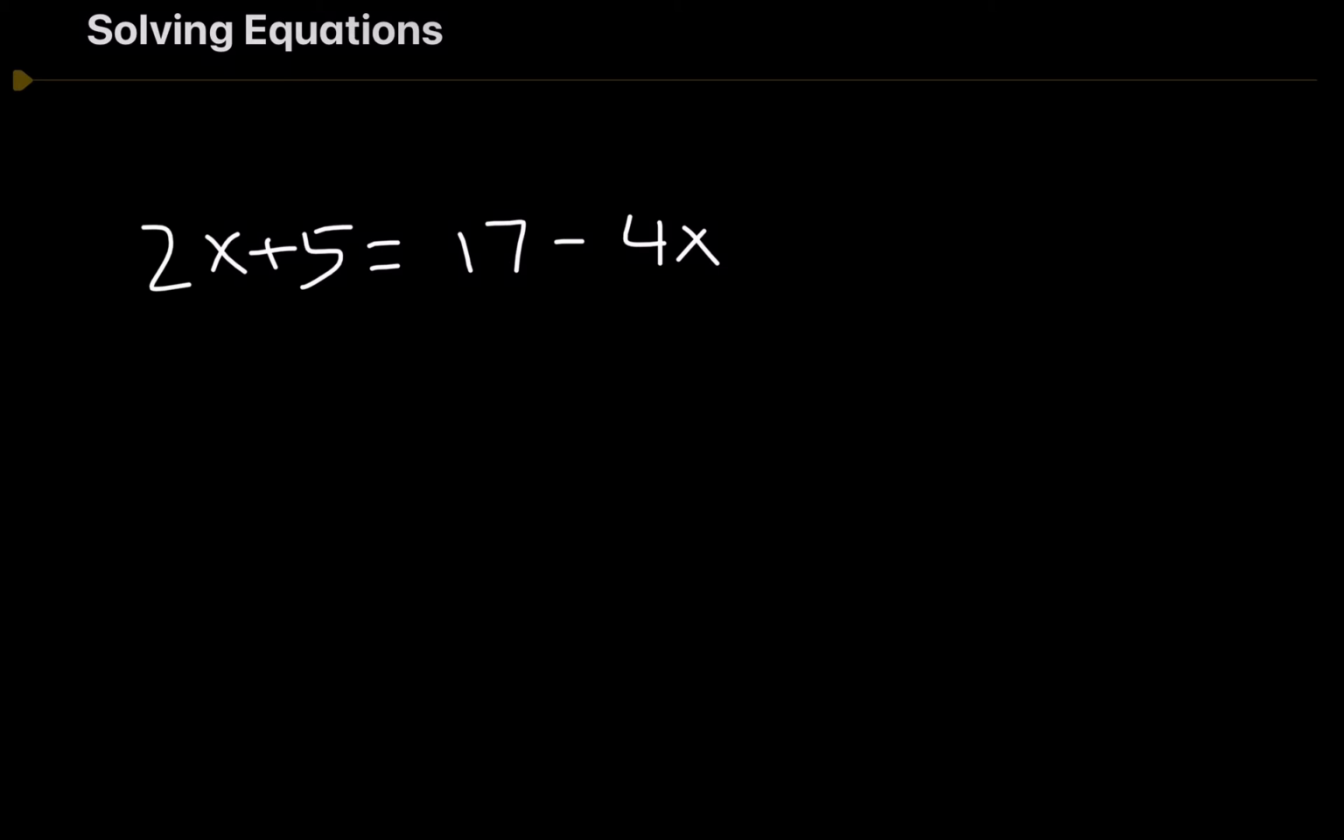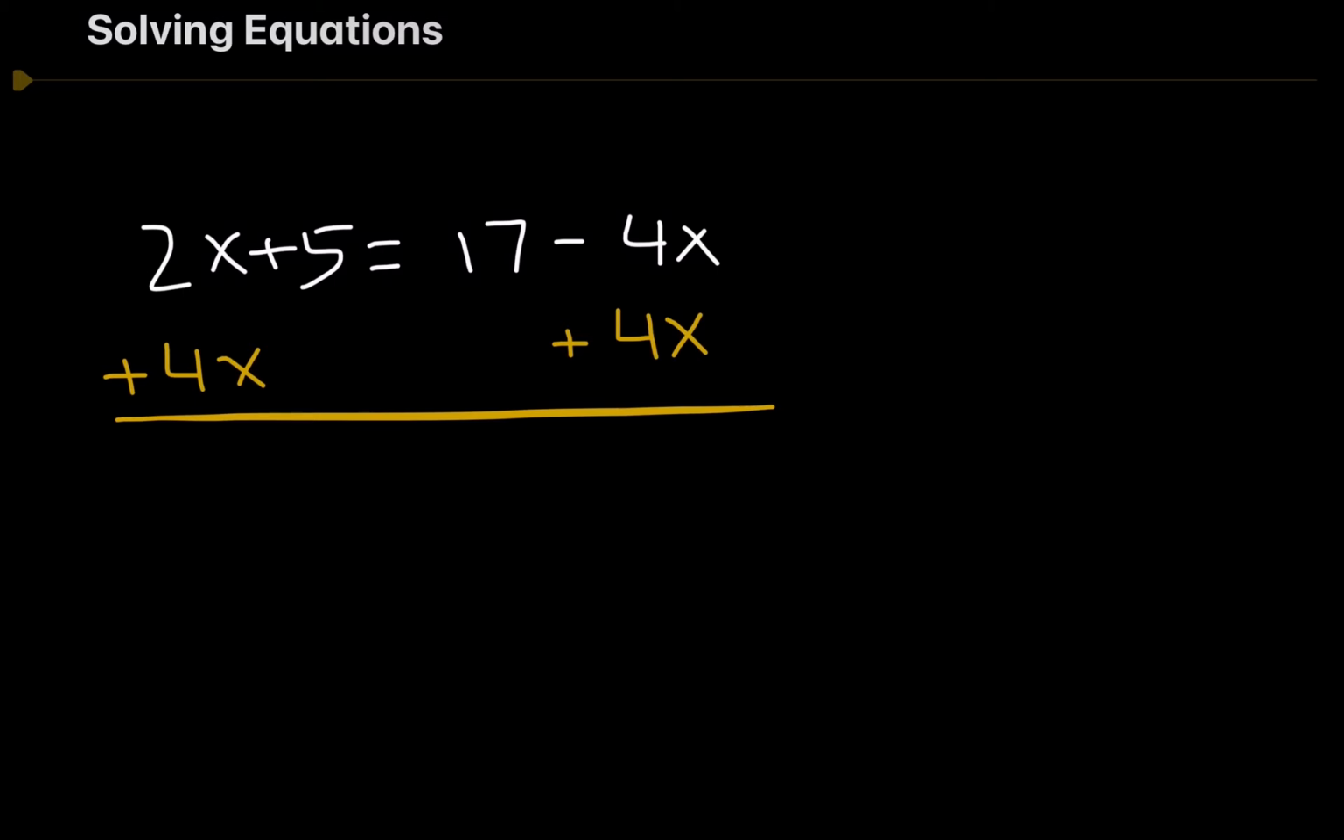For example, over here you see that there's a minus 4x. We don't want the minus 4x on the right hand side. We want all the x's on the left hand side, and all the numbers on the other side. So we could start off by adding 4x to both sides. Soon you get the hang of it, but for now let me show you why this works.